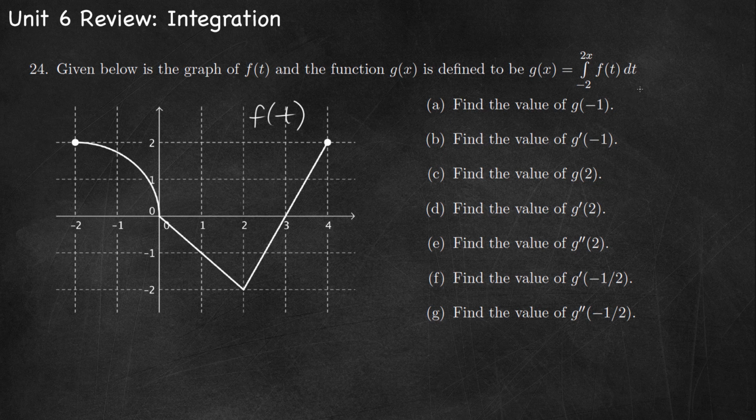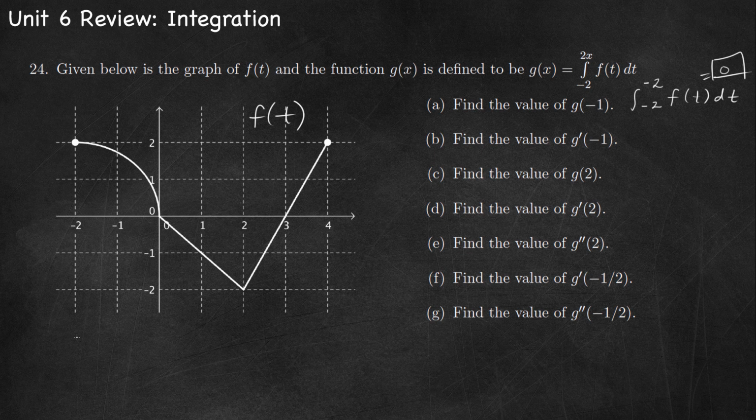So that's going to be the integral from negative 2. And when I sub negative 1 in for x, my upper limit of integration is also negative 2. The integral of f from negative 2 to negative 2 is just 0. Part B, find the value of g prime of negative 1.